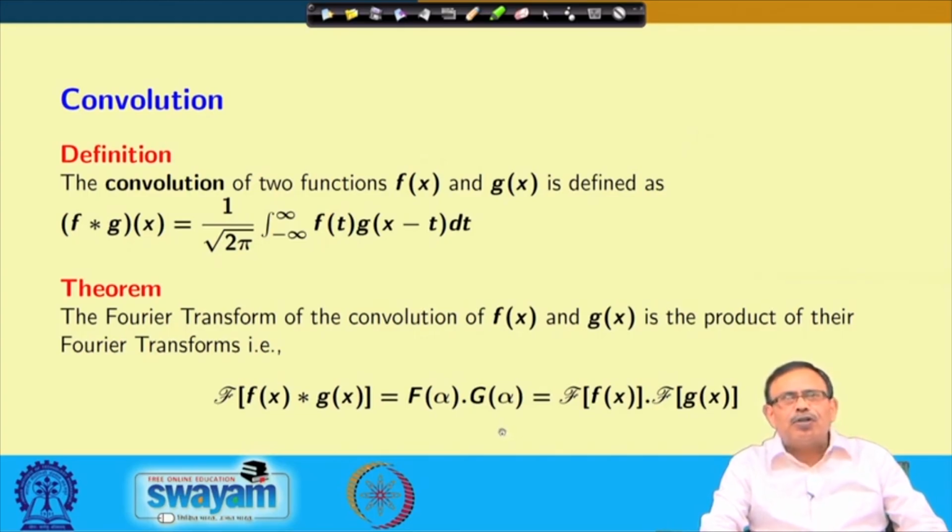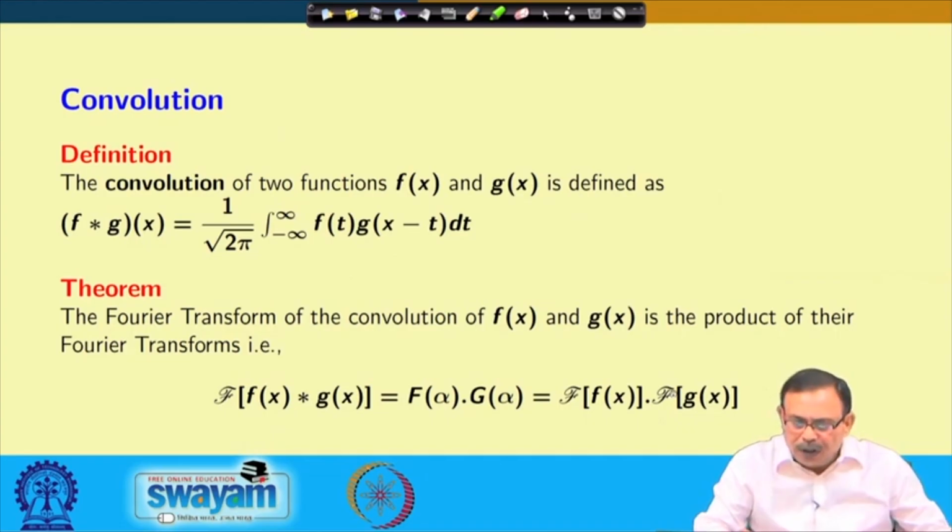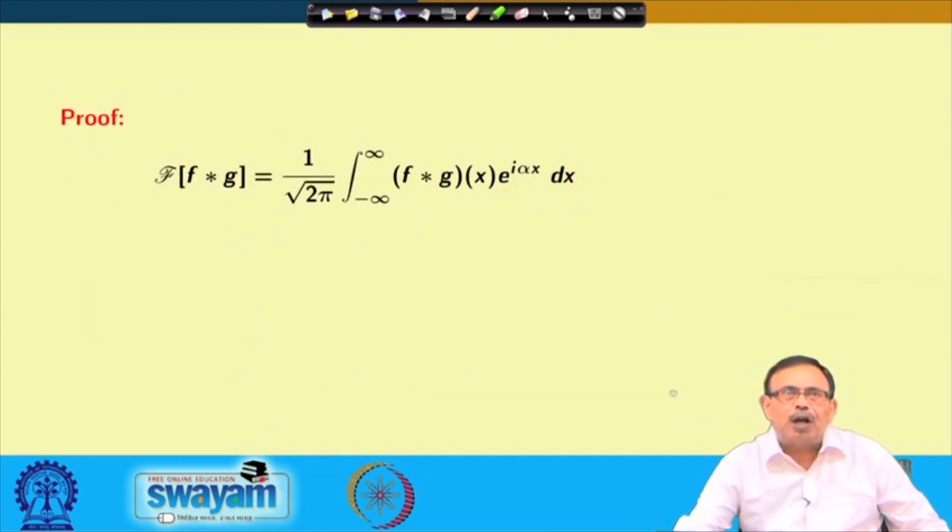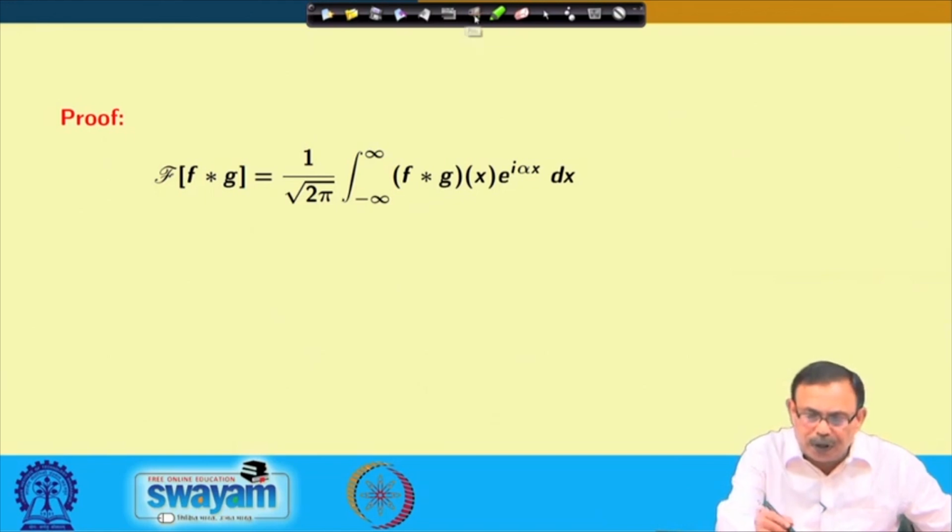This is similar to the Laplace transform. In Laplace transform also, the same thing happens: the Laplace transform of the convolution of two functions f(x) and g(x), which is f star g, equals the Laplace transform of f(x) into the Laplace transform of g(x). In the same way, here the Fourier transform of f(x) star g(x) equals the Fourier transform of f(x) into the Fourier transform of g(x). We will go through the proof of this now.